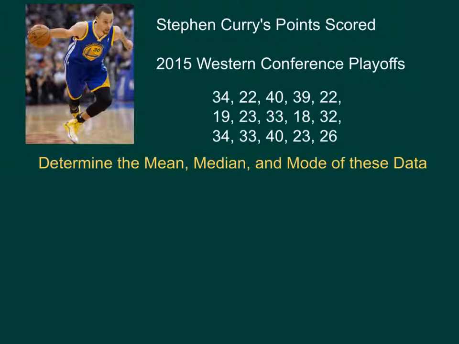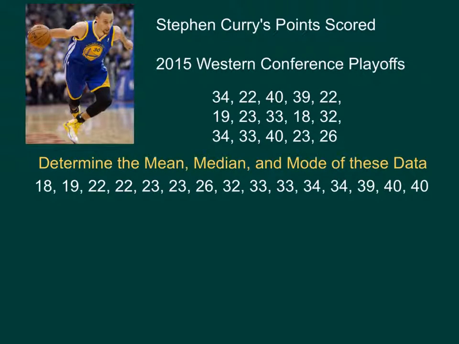So this is Stephen Curry. He's a point guard for the Golden State Warriors, and the numbers represent the number of points scored in each of the 15 games that he played of the 2015 Western Conference playoffs. And I'd like to use that data to determine the mean, median, and mode of his scoring. Now, in order to do the median, and what would help with the mode, would be to put this data in a convenient order. We'd like to write it in numerical order going from least to greatest. So before we do anything else, let's start with that.